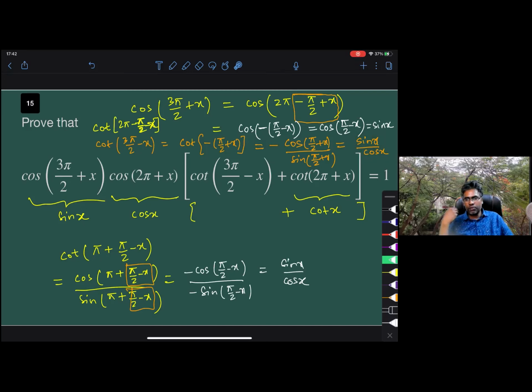Now you might ask, why am I assuming acute? But even if you assume any other angle, you will still get the same ratio. So it should work. You can check that. Now this comes out to be what? Sin x by cos x. Basically, that is tan x.